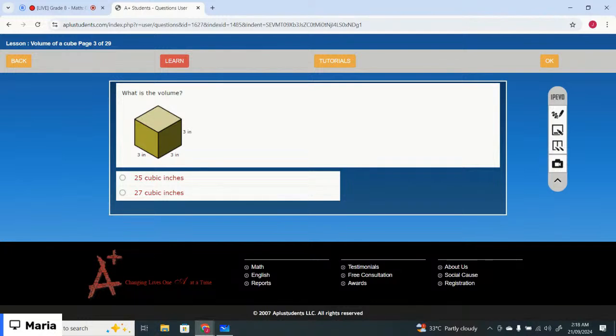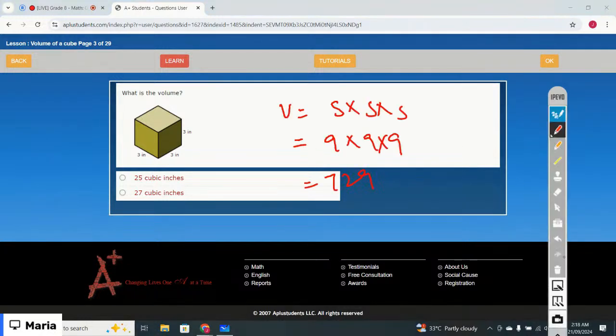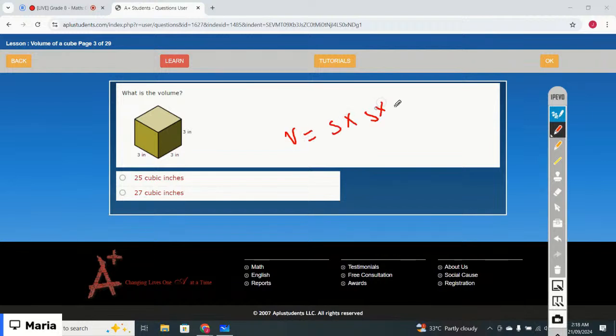The correct option is option number 2. The formula you are going to use for the volume of a cube is V equals side times side times side. All sides of the cube have the same measurement, that is 3 inches. So you need to do 3 times 3 is 9 and 9 times 3 is 27 cubic inches. Option number 2 is the correct option.